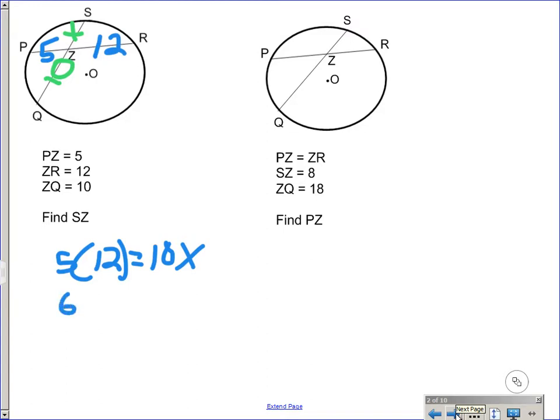5 times 12 is 60. And then we have our 10x. We're going to divide by 10, and we're going to get that x equals 6. So the value of SC is going to equal 6.